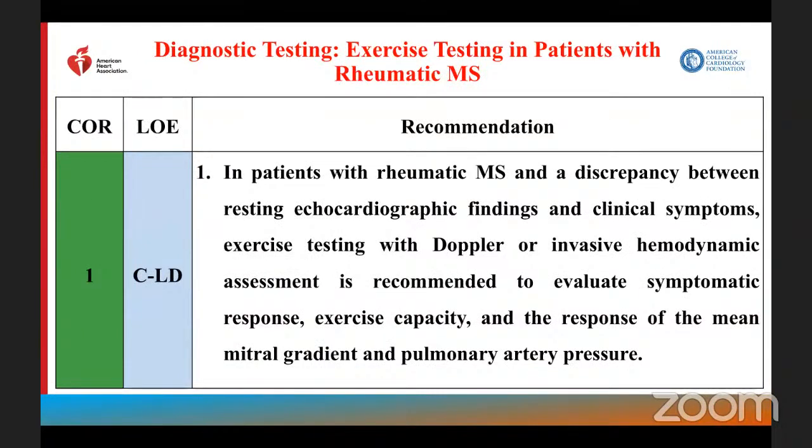In patients with rheumatic MS and discrepancy between the resting echo findings and clinical symptoms, exercise testing with Doppler or invasive hemodynamic assessment is recommended to evaluate symptomatic response and the exercise capacity and response of the mean mitral gradient and pulmonary artery pressure. That's class 1.